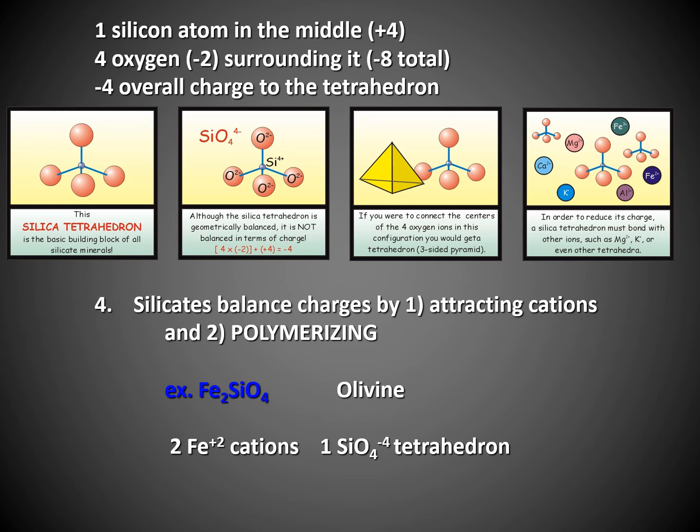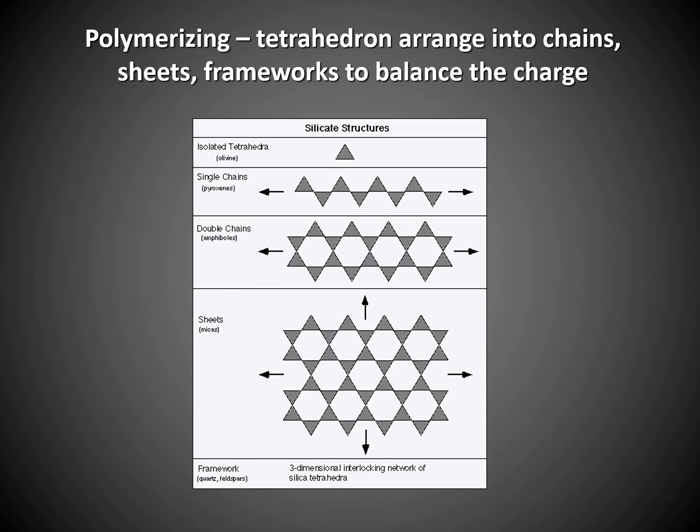Okay, so you can balance tetrahedra with cations, or you can polymerize them. In every case, though, the bonds are really strong. Okay? Require a lot of heat. That's why magmas are so damn hot. And polymerization can take on many forms. You can have some that aren't polymerized at all. Remember that olivine example I gave you?